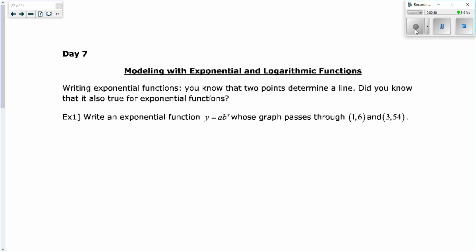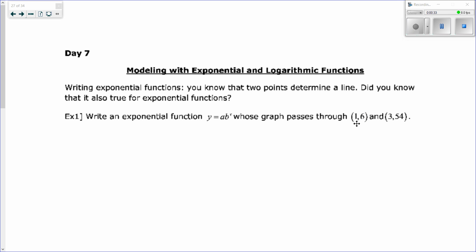So we have 2 points. All right, so we have the point (1, 6) and the point (3, 54). An exponential equation is in the form y equals a b to the x. This is x, this is y. Same thing here, this is x, this is y. I can write 2 different equations with 2 unknowns. So my first equation, I'm going to substitute 6 in for y: 6 equals a b, x is 1.